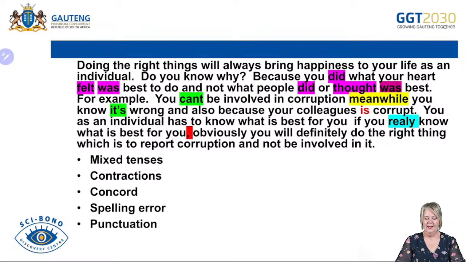One. Right, let's get back to it. Now let's take a look at the mixed tenses. In the first sentence, you will see "right things will always bring happiness to your life as an individual." So that's something future wise.